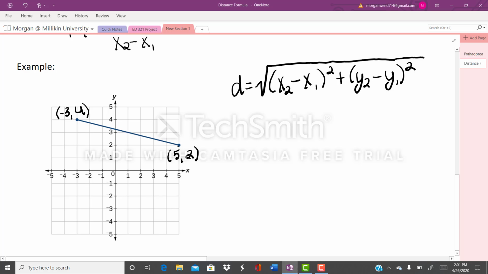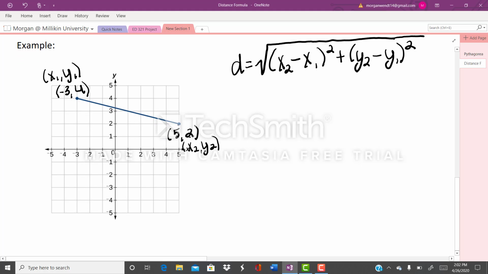Okay, so now let's look at my points. It doesn't matter which point you make your first point and which you make your second point. So I'm just going to do this one as my first point, x1, y1, and this 5, 2 as my x2, y2 point. Okay, we'd still get the same answer if you decided you wanted the negative 3, 4 to be your x2, y2 and your 5, 2 to be your x1, y1. You'd still arrive at the same solution, so you can do it either way.